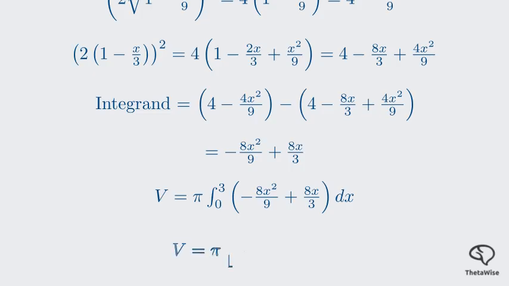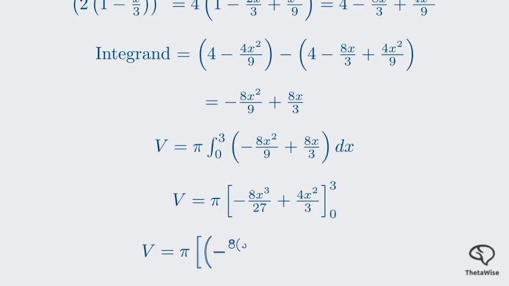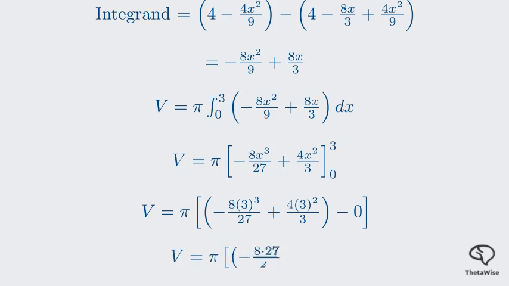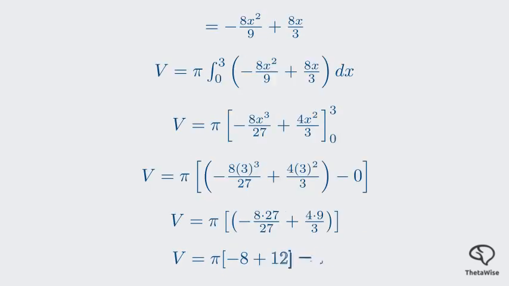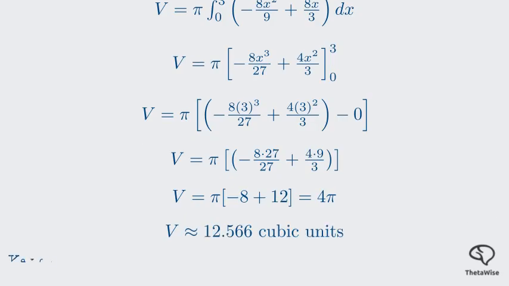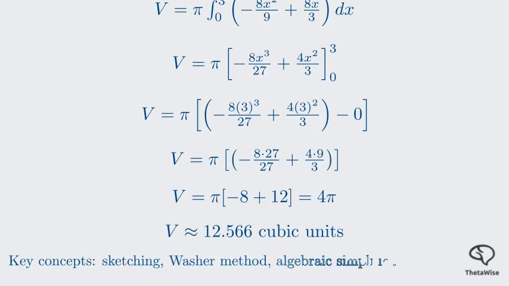The integral is pi times negative 8x cubed over 27 plus 4x squared over 3, evaluated from 0 to 3. Substituting the limits, V equals pi times the quantity negative 8 times 3 cubed over 27 plus 4 times 3 squared over 3, minus 0. This simplifies to pi times negative 8 plus 12, which is 4 pi. The volume is approximately 12.566 cubic units. This question perfectly combines several key concepts: sketching, identifying the correct method (washer), algebraic simplification, and integration.